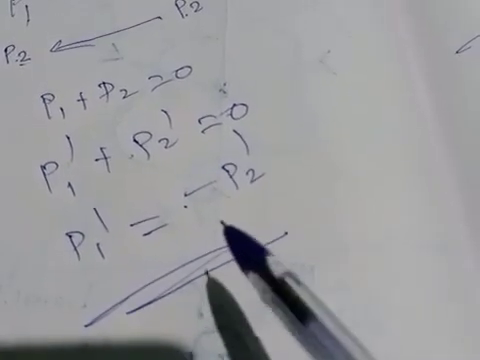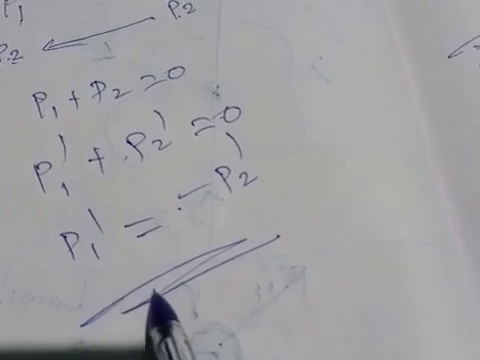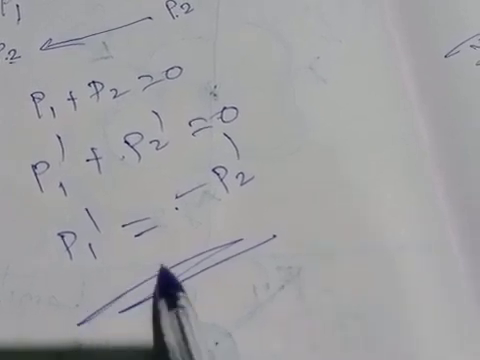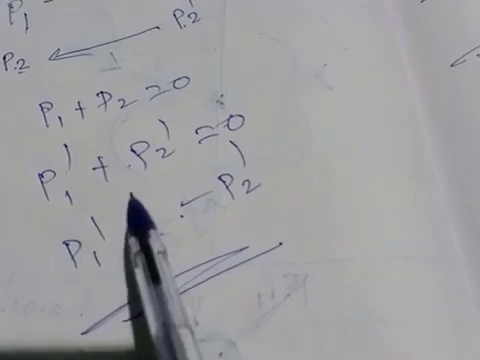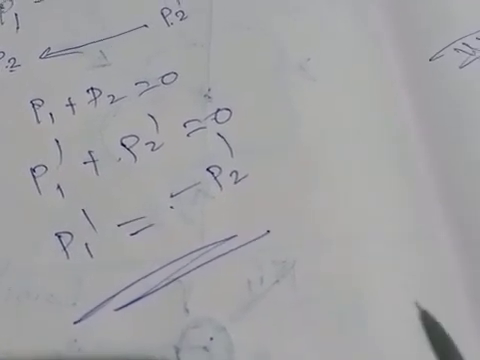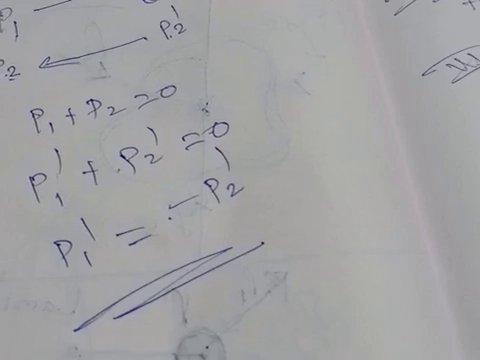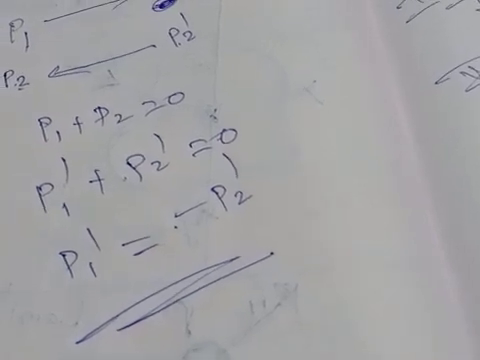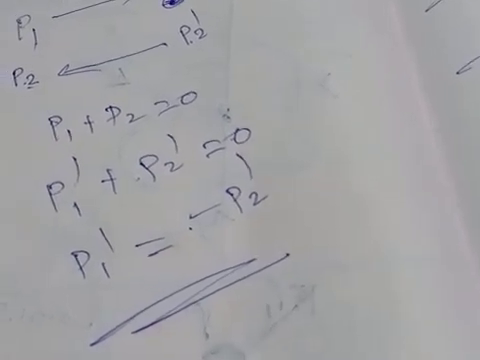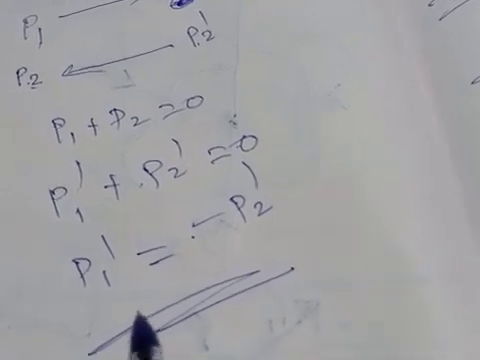This is what we call recoil momentum. Recoil momentum means that after firing, the bullet will move in the forward direction, but suddenly you can see that the gun is moving with the same force in the opposite direction. So there is a backward momentum also. That is what we call recoil momentum.